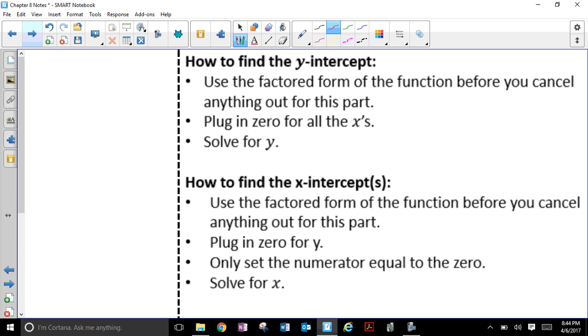Then we have our intercepts. So remember, your y-intercept is where it crosses the y-axis, and your x-intercept is where it crosses the x-axis.